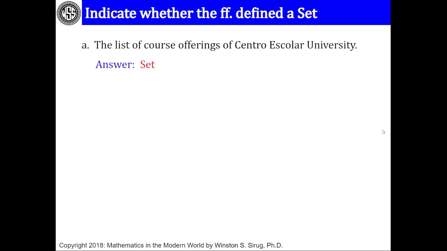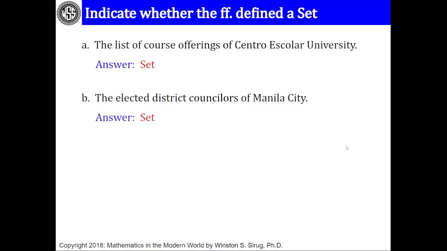So why is the list of course offerings in Central Escolar University a set? Because it is defined as a course offering, and under siya ng Central Escolar University. So next, we have the elected district councilors of Manila City. Is it a set or not a set? Not a set po. It is also a set. Why? Because the elected district councilors are of Manila City. Meaning, nandun sila sa Manila City, under sila nun. So, these are sets of district councilors.